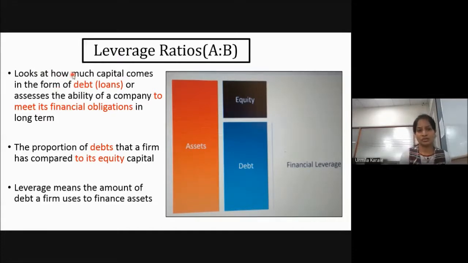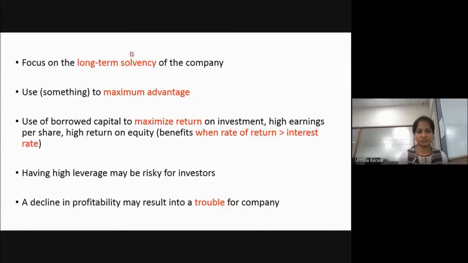So we look at how much capital, means total jo aapka capital hai, how much capital has come from debt and how much capital has come from your own sources, right? So we are trying to assess if the company will be able to meet its liabilities or obligations in long term or not. We are comparing debts with the equity. So we are comparing this borrowed fund with the own funds in the case of leverage ratios. So when we talk about leverage, what we mean is how much debt the firm is using for financing its assets.